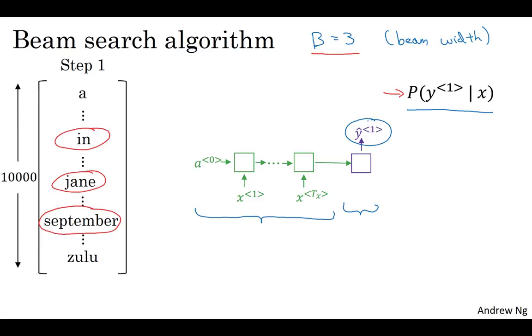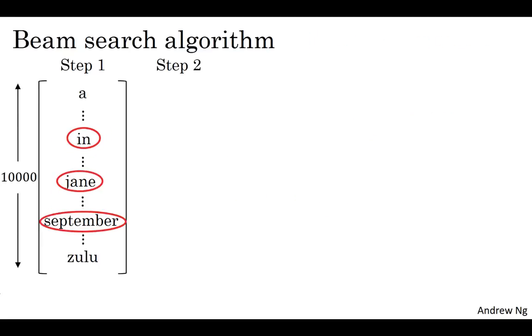Let's go on to the second step of beam search. Having picked in, Jane, and September as the 3 most likely choices of the first word, what beam search will do now is, for each of these 3 choices, consider what should be the second word. So after in, maybe the second word is A, or maybe it's Aaron. I'm just listing words from the vocabulary, from the dictionary. Or somewhere down the list will be September. Somewhere down the list is visit, and then all the way to Z. Maybe the last word is Zulu.